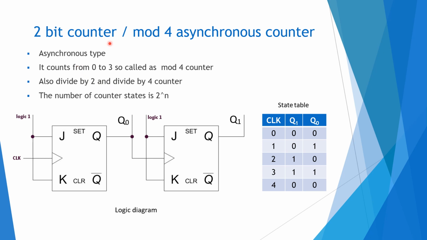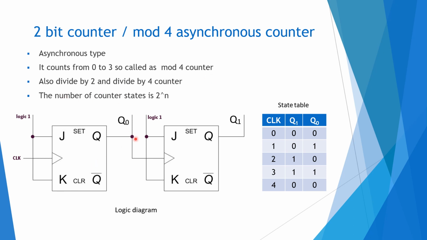Now let us see a 2-bit counter. It is also called a mode 4 asynchronous counter. Why it is called mode 4 is because there are 4 states, counting from 0 to 3: 0, 1, 2 and 3. So there are totally 4 states. From 3 it again goes to 0. So it counts from 0 to 3 and is called a mode 4 counter. It is also divide by 2 and divide by 4.